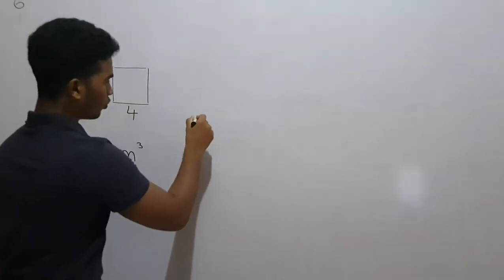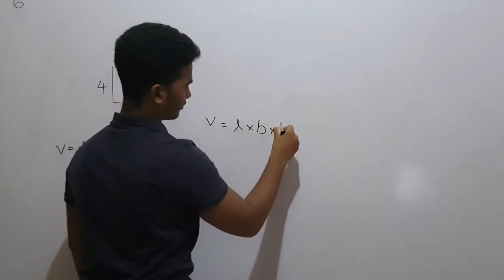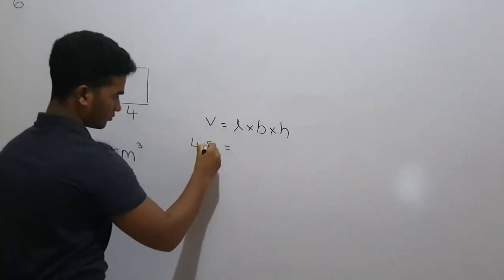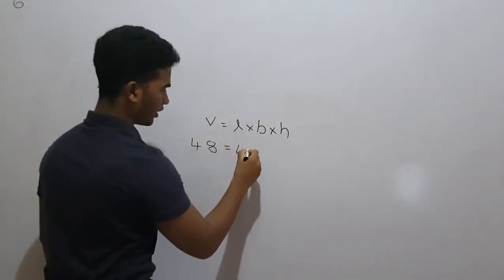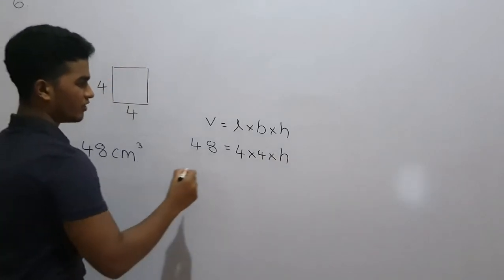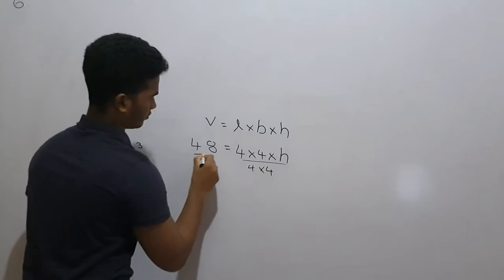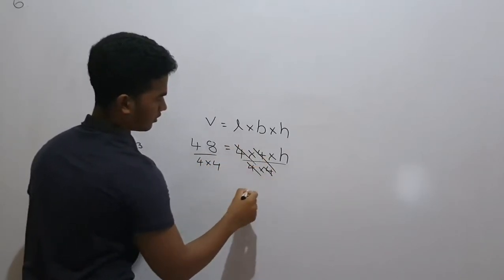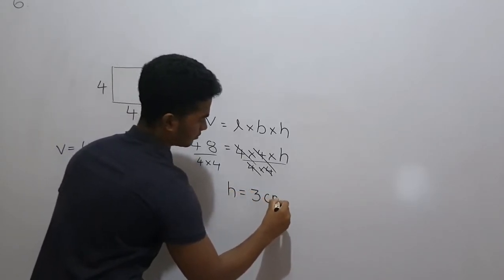So the volume equation is length into breadth into height. So volume is 48. Length is 4, breadth is 4. 4 into 4, and we should find the height. So divide both sides by 4 into 4. These two will get cancelled. And here we are getting the height h as 3 centimeters.